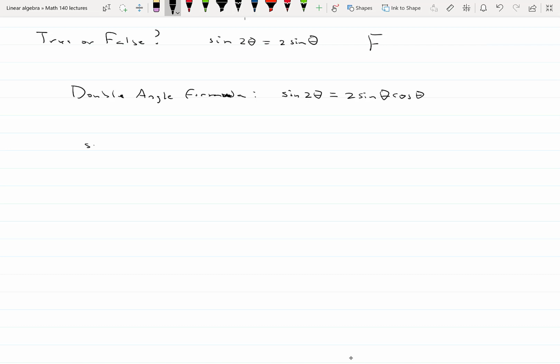So the sine of 2 theta is the same thing as the sine of theta plus theta. And we just finished a section where we dealt with the sine of alpha plus beta. And that looks like the sine of alpha times the cosine of beta plus the cosine of alpha times the sine of beta.